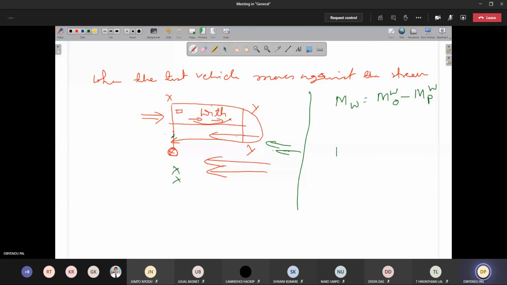Similarly, if I want to find out this MA, what will that be? W will be replaced by A. This minus MPA. This will be the equation. What does this indicate? This is the number of vehicles that have overtaken the test vehicle, and this is the number of vehicles that the test vehicle overtakes. But when the test vehicle was against the stream, in the opposite direction the test vehicle cannot overtake a single vehicle. That means this value will become 0. Okay, so MA is nothing but equal to MOA.